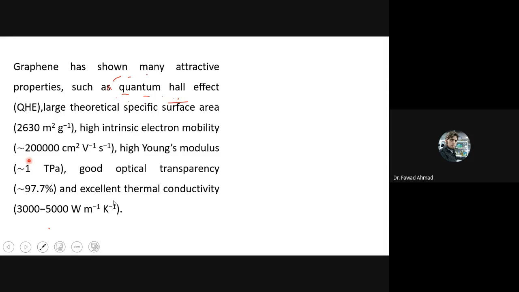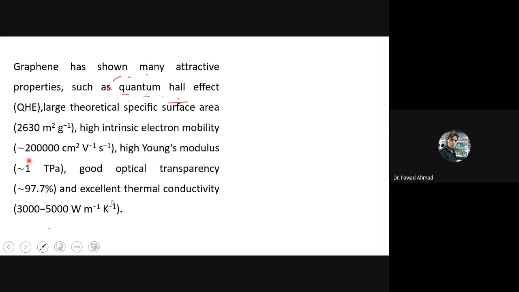That is a proportional deformation. Strain is nothing but proportional deformation, and stress is force per unit area. If you take the ratio between them, then they call it Young's modulus. So the Young's modulus for graphene is very high as compared to that of steel or other metals.